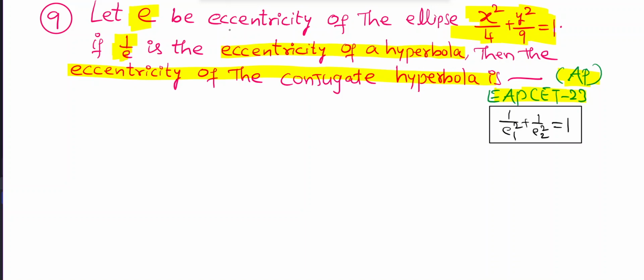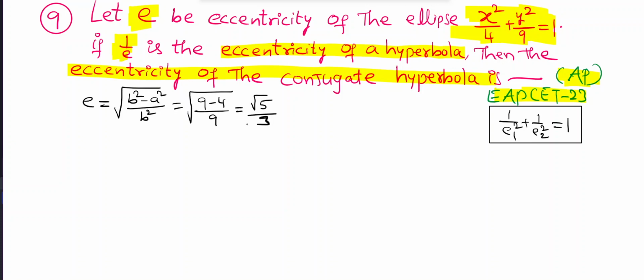Here e is the eccentricity of the ellipse. We know the formula for the ellipse eccentricity: e is equal to square root of (b square minus a square) by b square. This is the second type of ellipse. So e is root of (9 minus 4) by 9, 9 minus 4 is 5, root 5 by root 9, that is 3. This is the eccentricity of the ellipse.